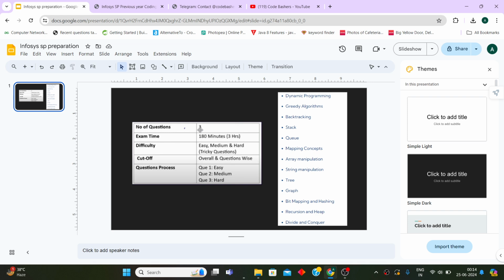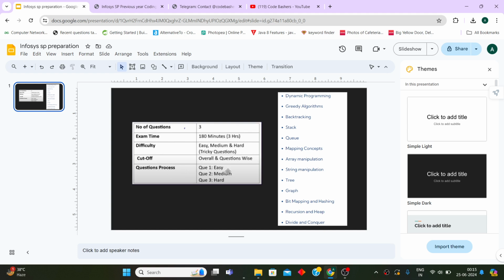This will be an entire coding exam, no aptitude, no MCQs, nothing, just pure coding questions. The number of questions will be 3. The exam time will be 180 minutes. The difficulty will be easy, medium and hard, but easy will not be that easy. So to be on the safer side, just consider that 2 medium questions and 1 hard question will be asked. Cutoff, again, overall and question-wise cutoff is there.